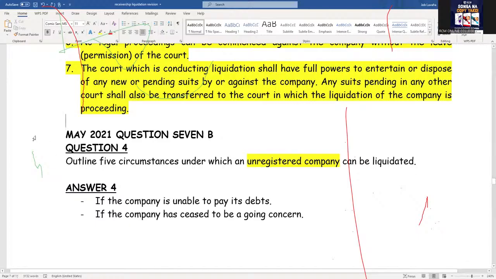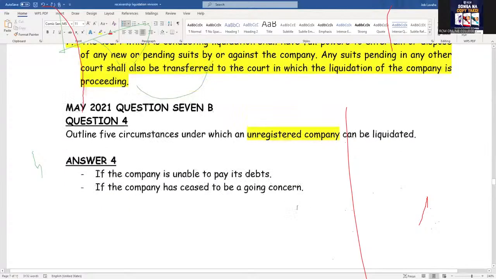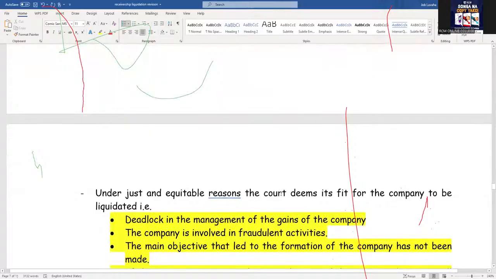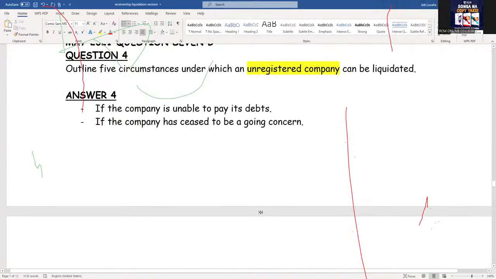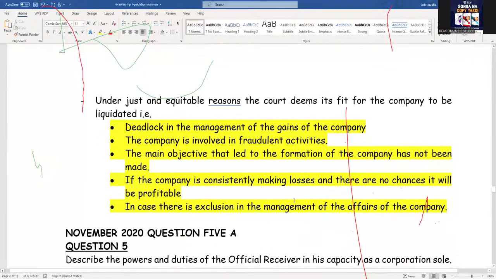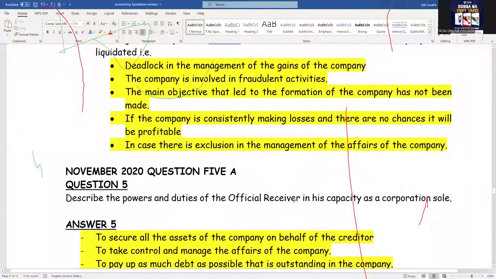So if that is the case, then the reasons that you've just been able to look at apply: if the company is unable to pay its debts, if the company has ceased to be a going concern, or under just and equitable reasons. Those are part of the reasons you can give that could lead to such a company being liquidated or its life coming to an end.